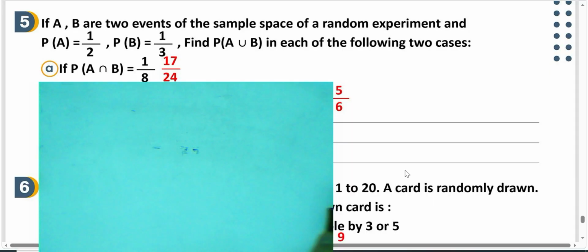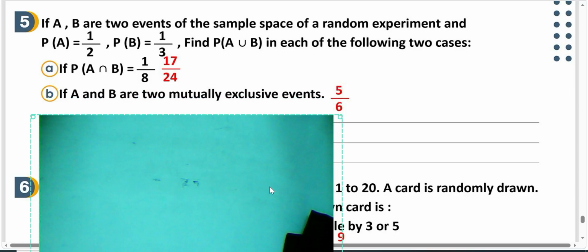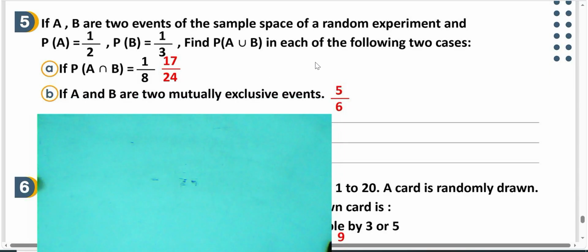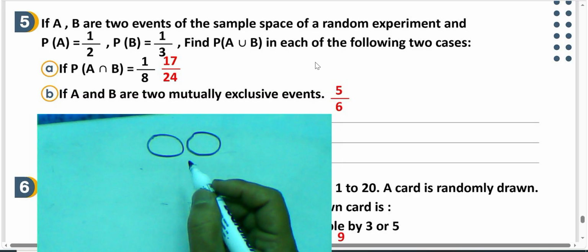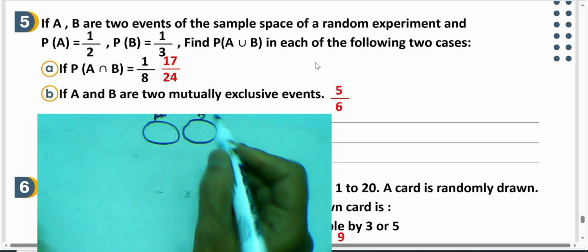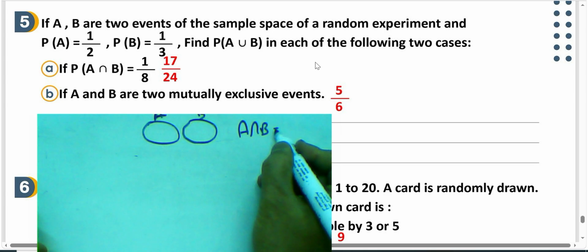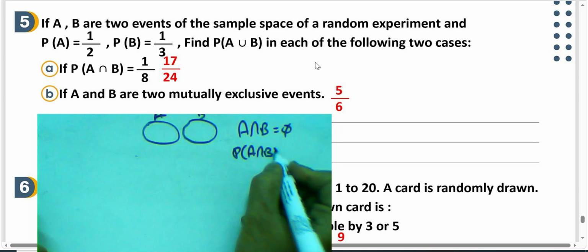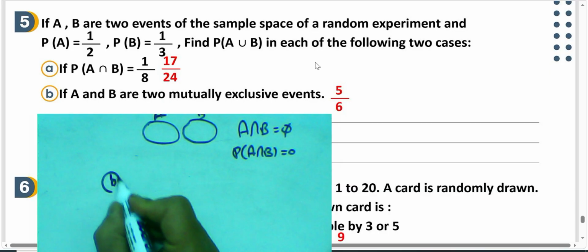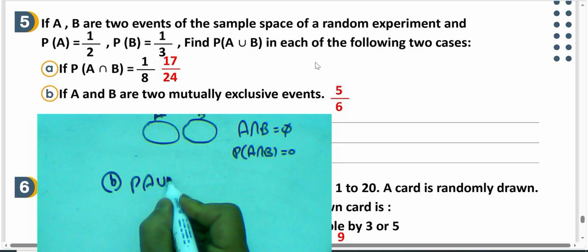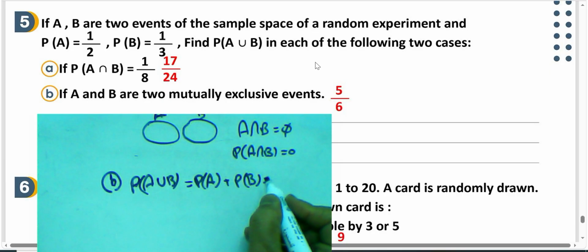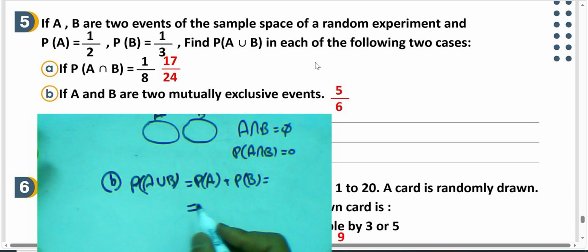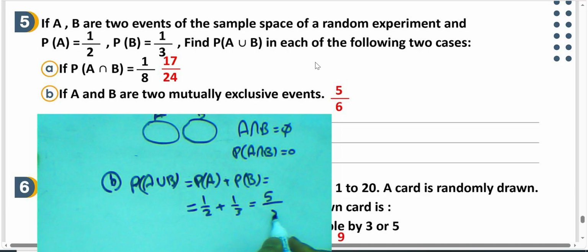Okay, and what about question letter B? We have the second condition. We want to find the union if A and B are two mutually exclusive events. It means disjoint. It means A and B are disjoint. Okay, A and B like this. The intersection between them equals the null set. This is the probability of A intersection B. It will be 0. So for this question letter B, we want to find the probability of A union B. You can write probability of A plus probability of B only because the intersection between them equals 0. Since the probability of A is 1 over 2 and the probability of B equals 1 over 3, we can add them together, the result will be 5 over 6.